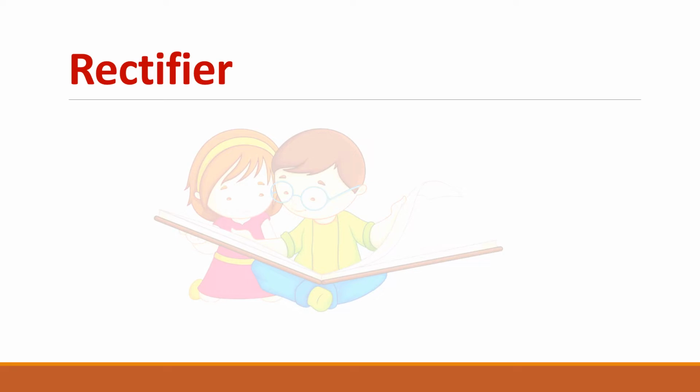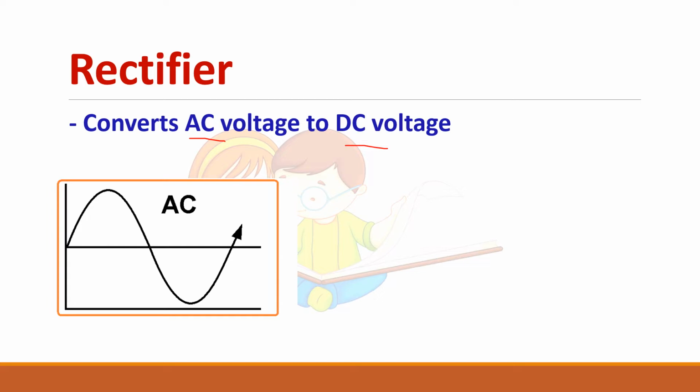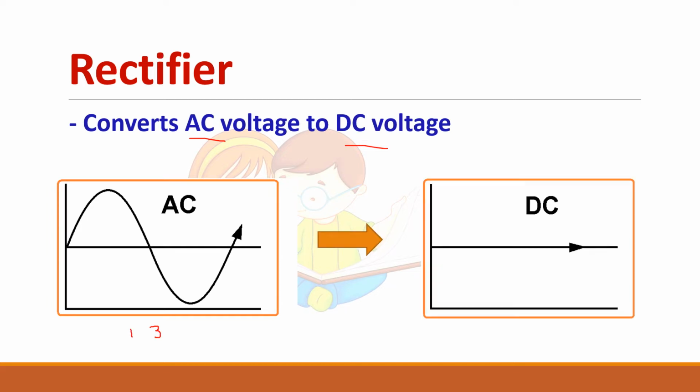So what is a rectifier? It is a power electronic converter which converts AC voltage to DC voltage. So AC, it can be of single phase or three phase, that can be converted into direct current quantity.